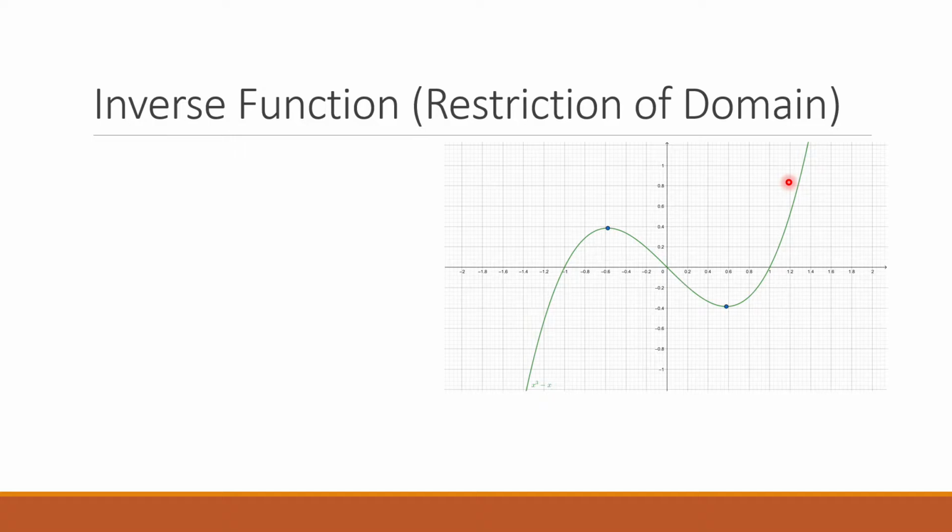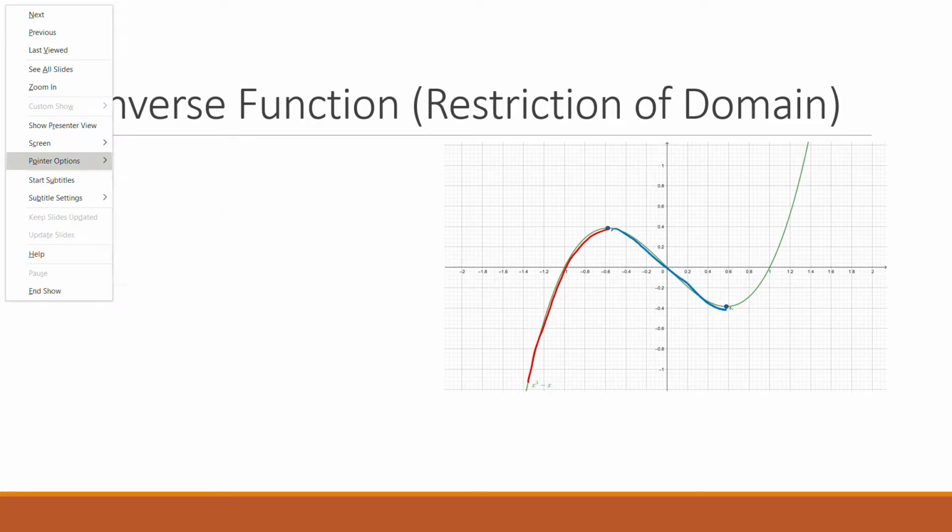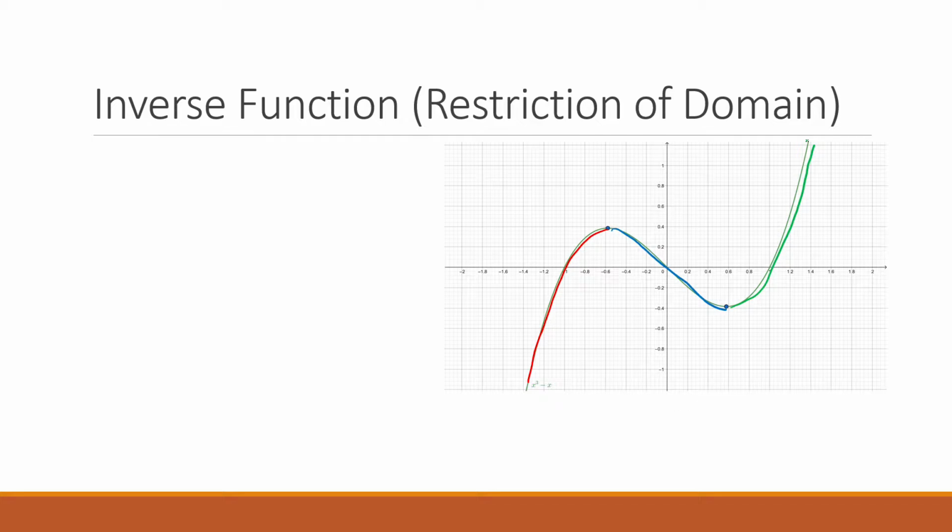In this example, you can see in this graph that I can take either this part of the graph, the red one, or the blue one, or the green one. Each of these parts will be one-to-one. Let's focus on the red one for now. If I use only the red part of the graph, there is no turning point because it's just increasing. So it is one-to-one, therefore the inverse can exist.